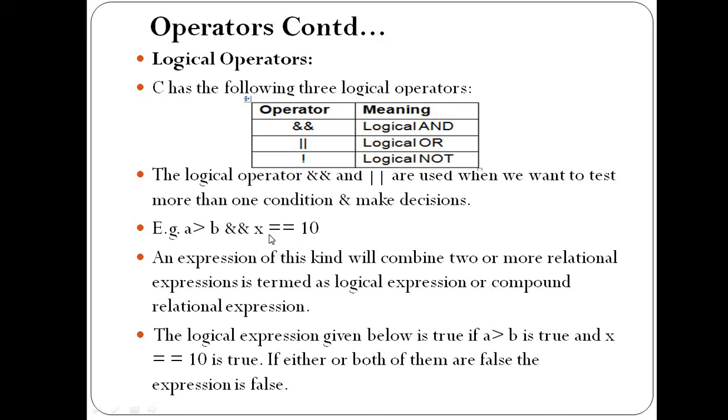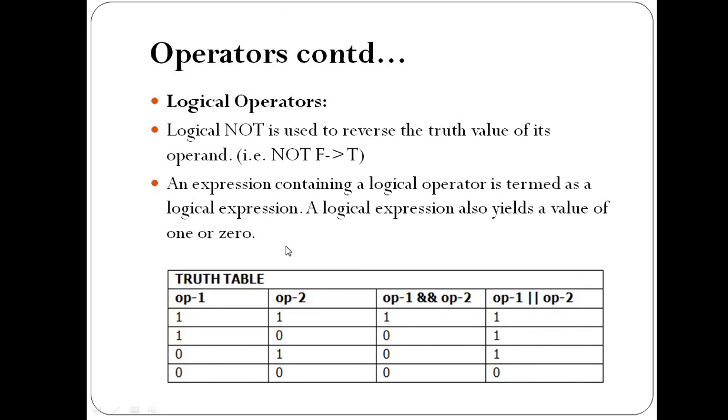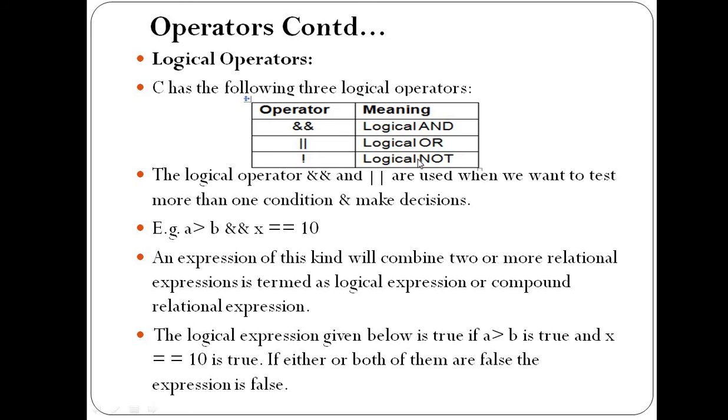And same, if X is having the value 10 but A is not greater than B, then this will not be executed, because in logical AND both sides of the expression must be true, and only then will the statement be executed, otherwise it will not be executed. So logical OR, in logical OR, any one condition being true is required.